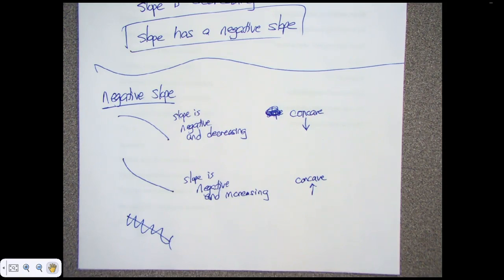Flip all that around with positive slope too, right? So okay. That slope is blank and blank. Positive and increasing, which is summarized as saying that is concave up. That slope is positive and decreasing, which is concave down.